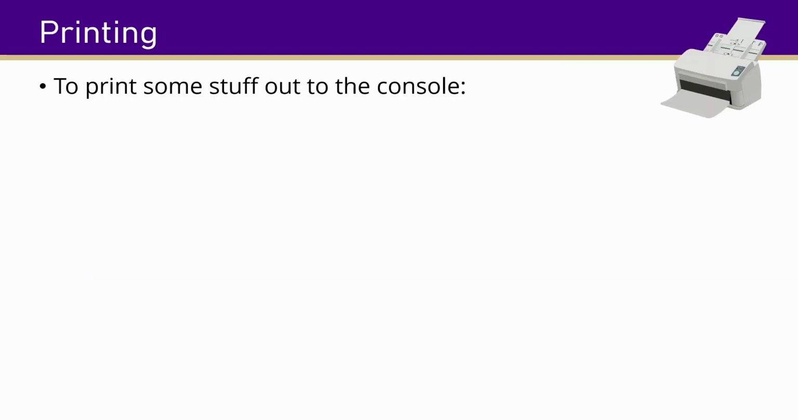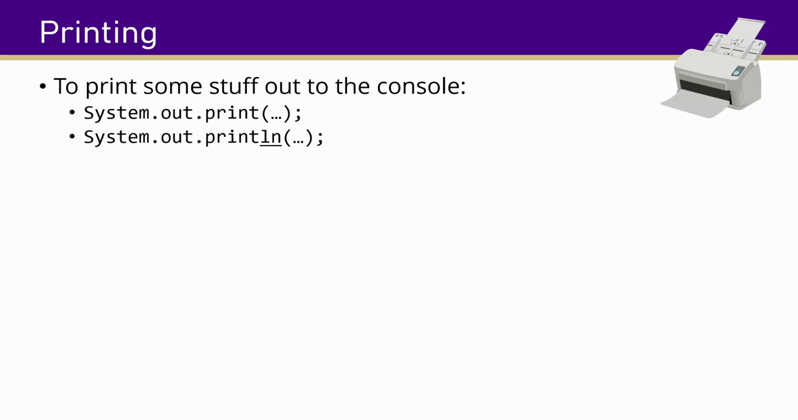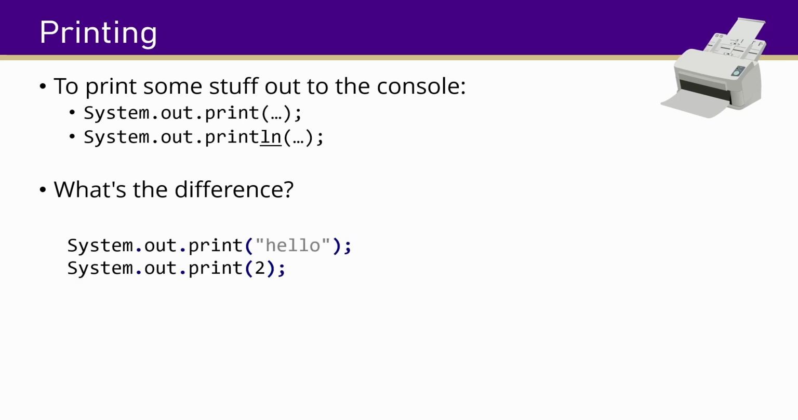All right, if you wanted to print something out to the console, you can do it in a few different ways. First, you can call System.out.print, or you can call System.out.println. All right, what's the difference between these? So let's take a look at these 2 lines of code. These call print for hello, and then print for 2. All right, and if we run that, we would see that the output is hello2, all on one line.